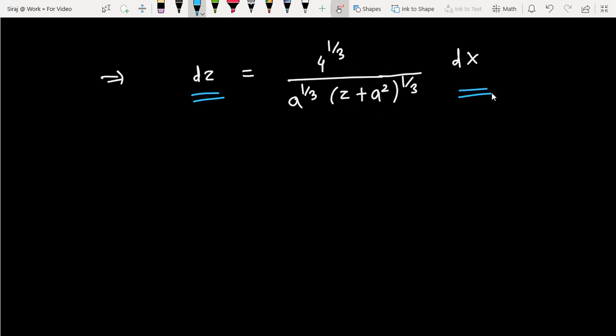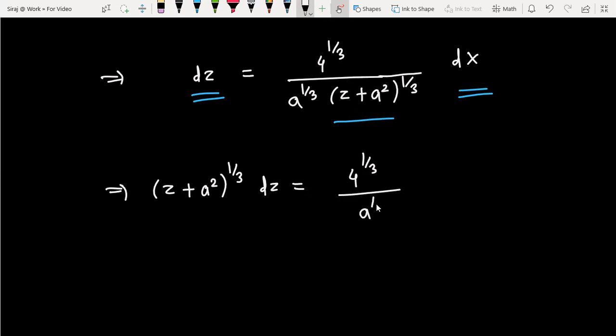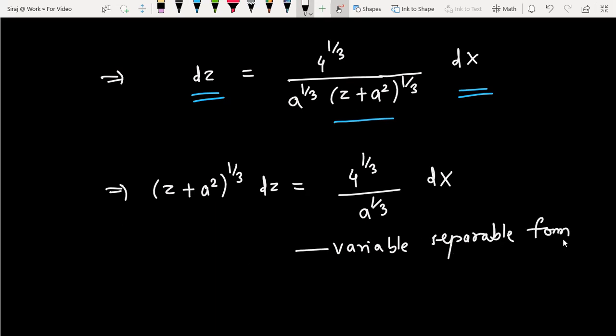4 to the power 1 by 3 upon a to the power 1 by 3, it is constant, but the next bracket 1 upon (z plus a square) bracket to the power 1 by 3, this bracket contains variable z, तो variable z की terms को dz की तरफ हमें transfer करना है, this bracket to dz, so we'll get it as (z plus a square) bracket to the power 1 by 3 into dz it is equal to 4 to the power 1 by 3 upon a to the power 1 by 3 into dx as it is, and now this equation is converted into variable separable form.